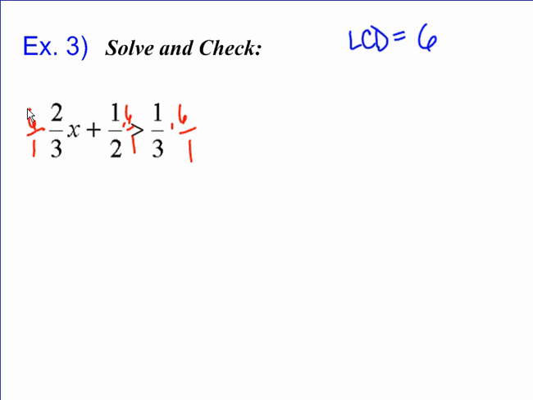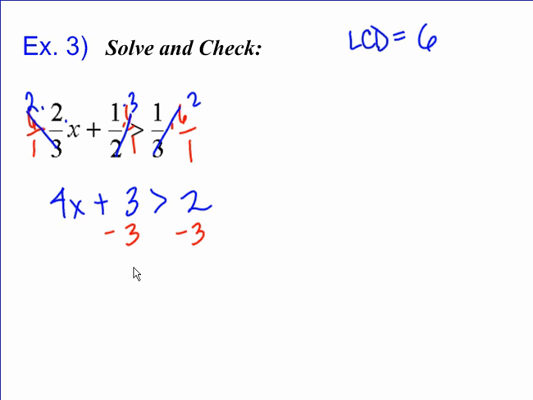So 3 goes into 6 2 times. So I have 2 times 2 times x, which is 4x, plus 2 goes into 6 3 times. So 1 times 3 is 3, greater than 3 goes into 6 2 times. 1 times 2 is 2. A lot cleaner. Let's continue. We're going to subtract 3 from both sides. And we get 4x. Now subtracting 3 doesn't change the sign.